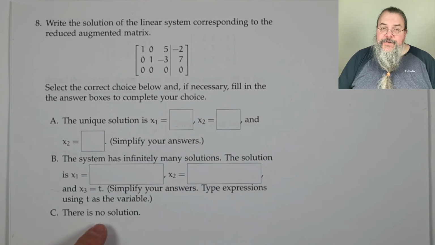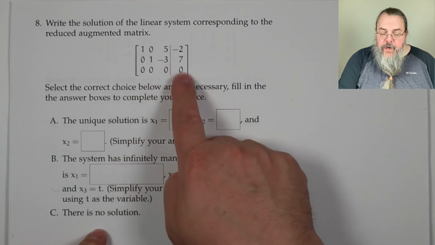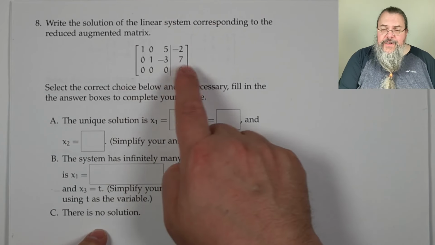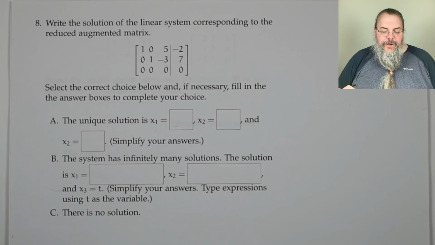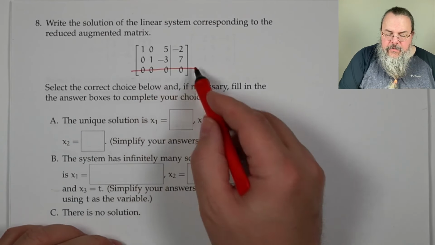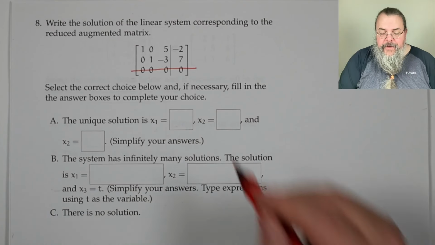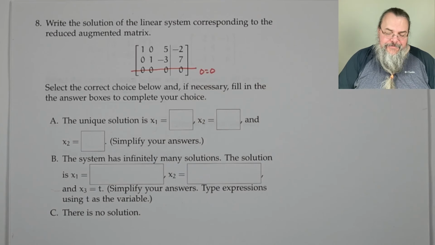Now, how do we know no solution? Well, no solution is if you have 0, 0, 0, and then a nonzero number. But 0, 0, 0, 0 says, oh, don't worry about that. Okay, cool. So this is a line that you can ignore. It doesn't really add anything. It says 0 equals 0. And that's always true. 0 does always equal 0.